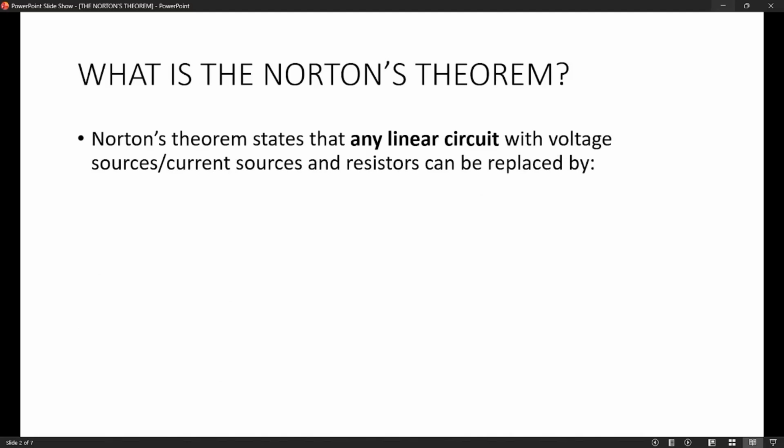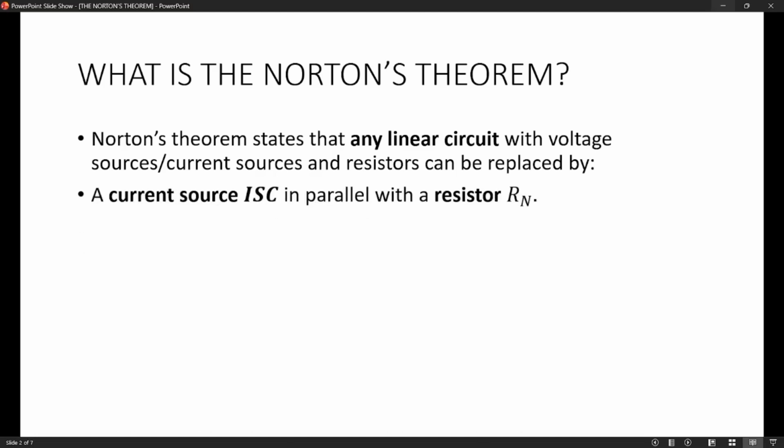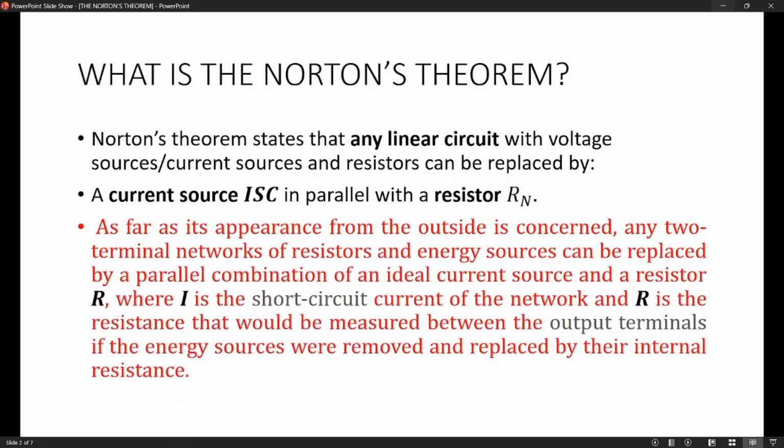Norton's theorem states that any linear circuit with voltage sources or current sources and resistors can be replaced by a current source I subscript SC in parallel with a resistor R. As far as its appearance from the outside is concerned, any two-terminal circuit of resistors and energy sources can be replaced by a parallel combination of an ideal current source and a resistor R, where I is the short circuit current of the network and R is the resistance that will be measured between the output terminals if the energy sources were removed and replaced by their internal resistance.